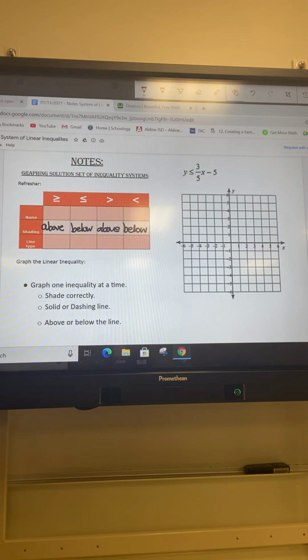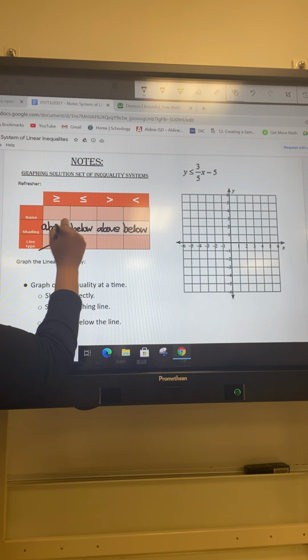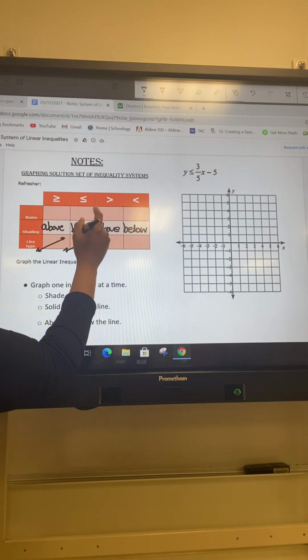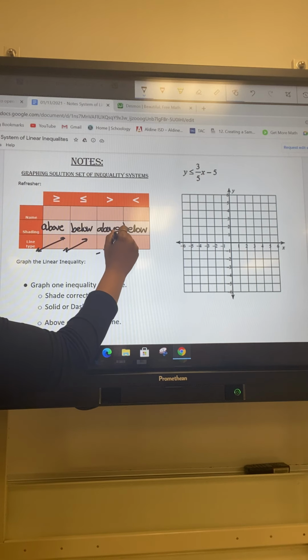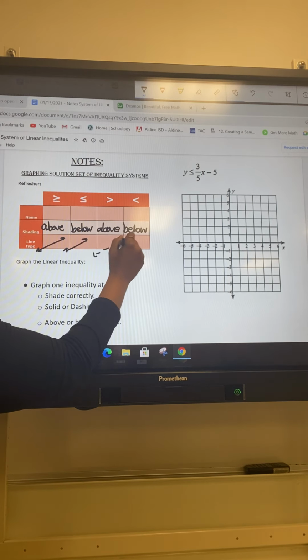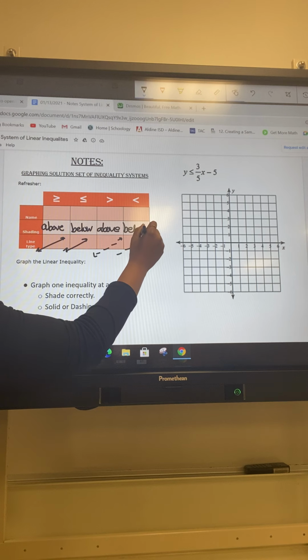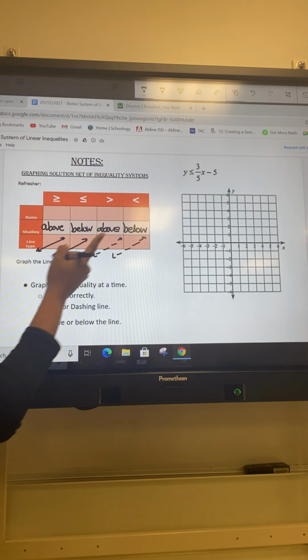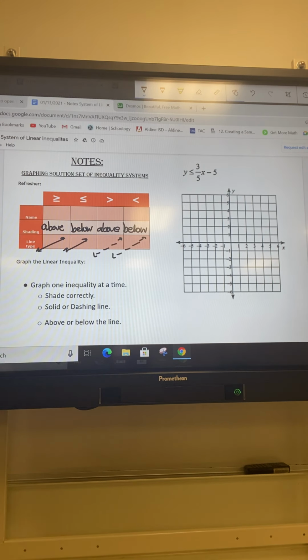And then the type of line. So you should remember that if it has the equal to, you're going to draw a solid line. And if it doesn't have the equal to, then you draw a dashed line. All right? And so that's what we're going to be doing with this equation over here. All right, so the first thing we need to do is we need to make sure that it's in the right form. This appears to be in slope-intercept form.